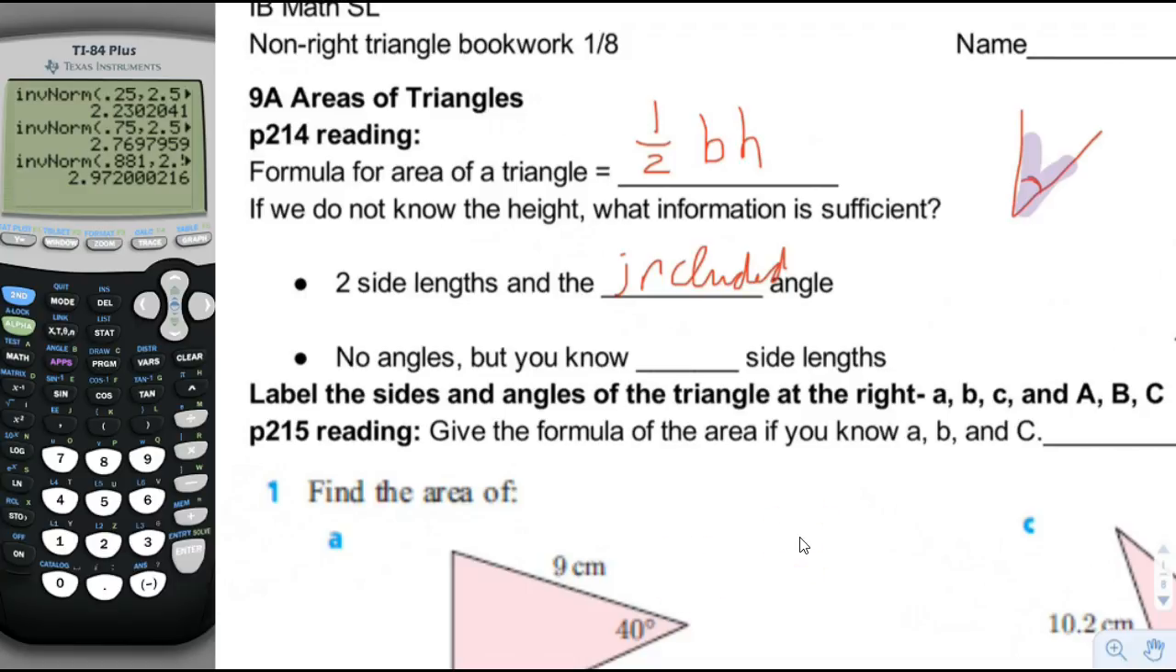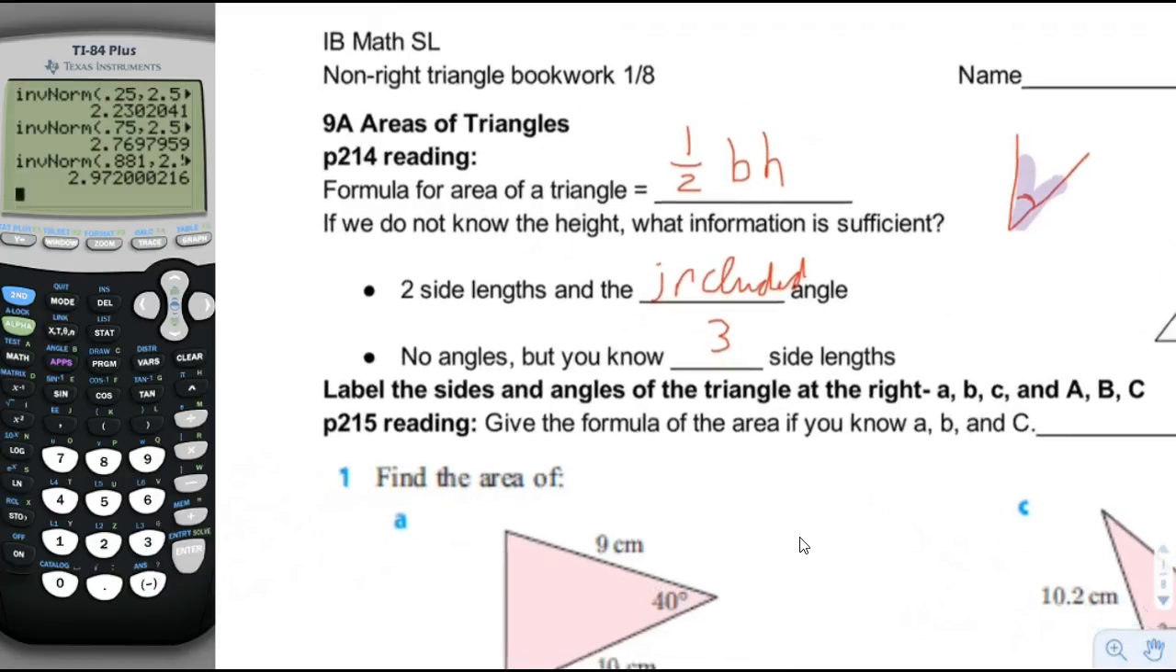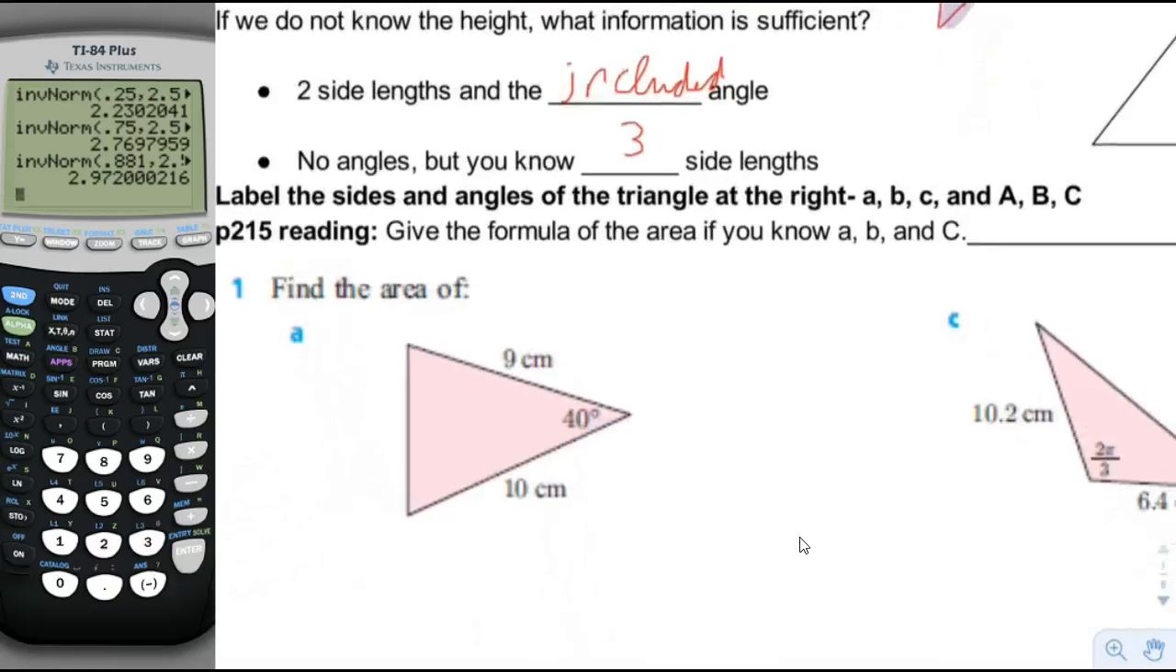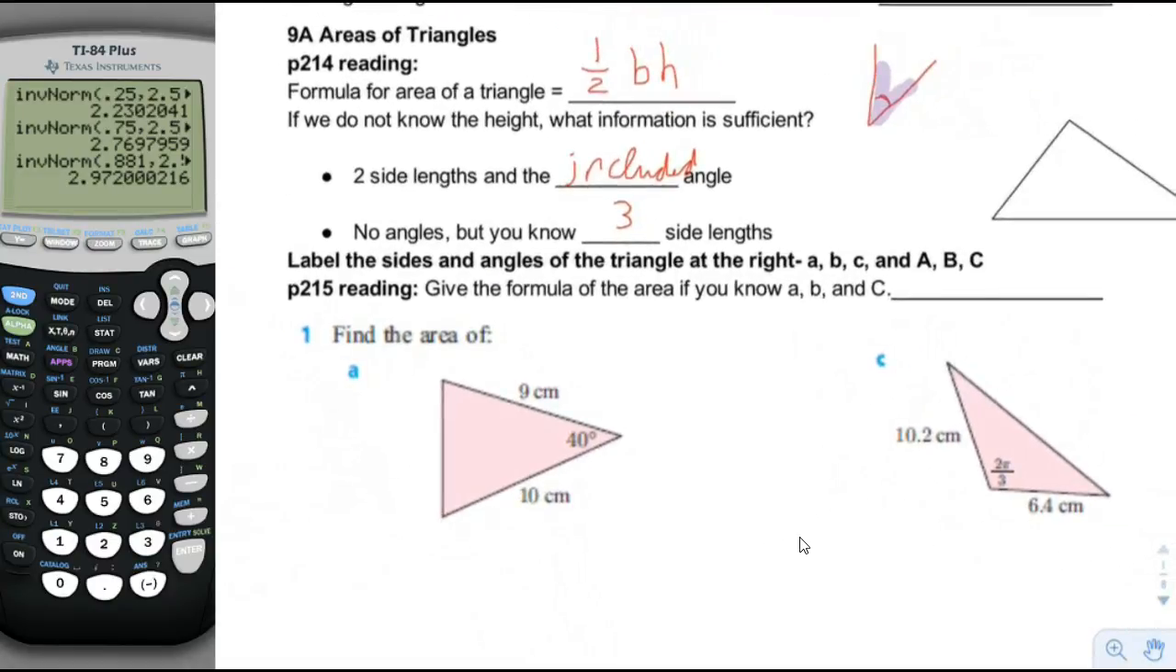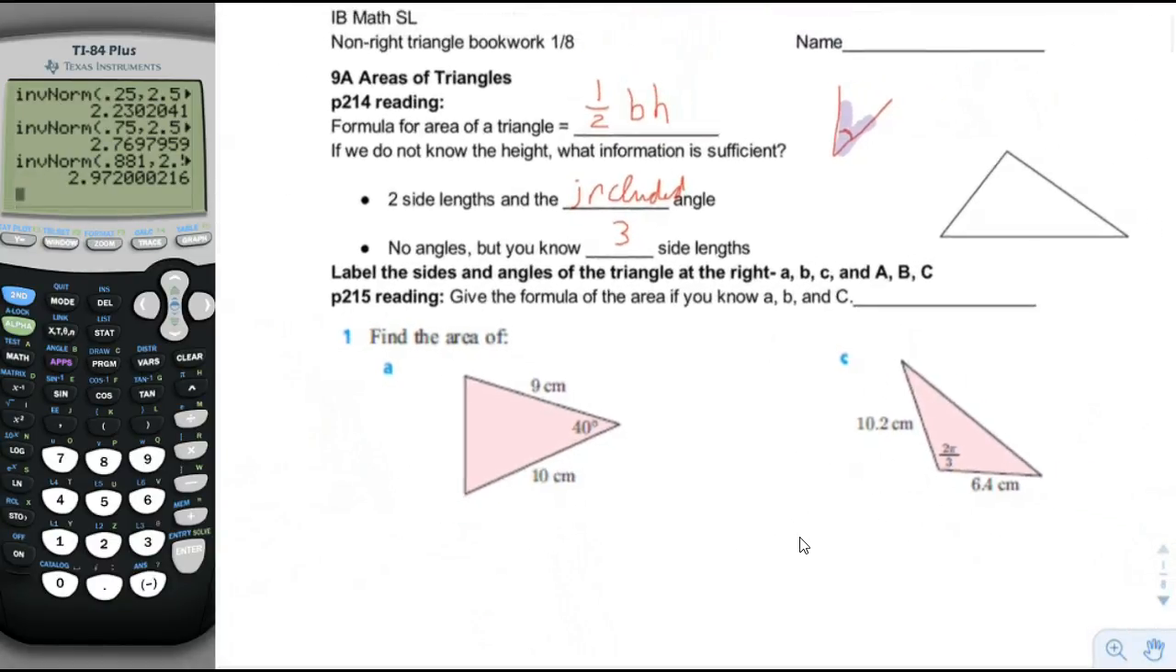If you don't know any angles, how many side lengths do you need to know? You need to know 3 side lengths. Okay. Label the sides and angles of the triangle at the right, ABC and capital ABC. Well, the capital ABC, these are angles, okay? And small ABC, these are sides, okay?